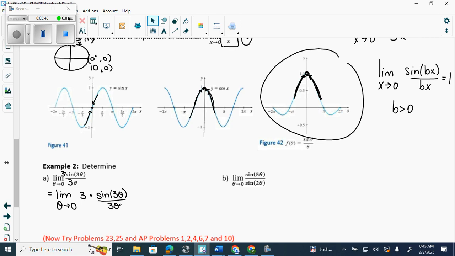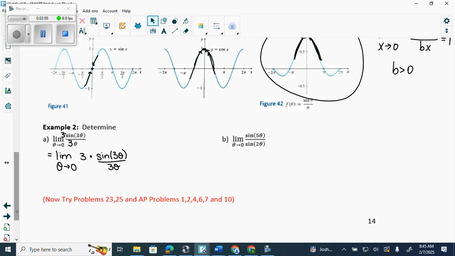And what is sine 3 theta over 3 theta? 1, right? And what's the limit as I approach 3? It's just a 3, right? So if you think about it, that's the line y equals 3. Yes? So I'll split these up so it makes a little more sense. So I can go the limit as theta goes to 0 of 3 times the limit as theta goes to 0 of sine 3 theta over 3 theta.